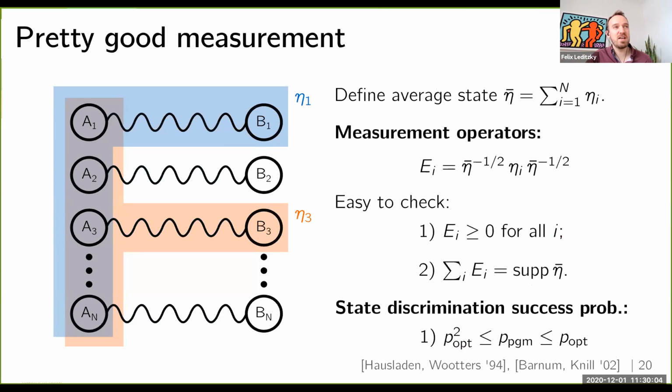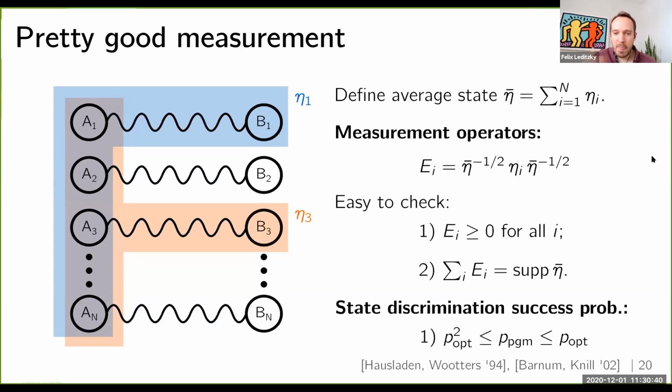And so now a natural question is, what is a good choice for this POVM, for this measurement? And it turns out that there is a choice that is pretty good, and therefore it's called the pretty good measurement. It's sometimes also called the square root measurement because the measurement operators E_i are defined in terms of the inverse square root of these average states. So what do you do to get these measurement operators? You take all of your states that you want to distinguish, you add them all up, and you get an average state. And then the measurement operators will be the state you want to detect sandwiched by this eta bar to the -1/2.